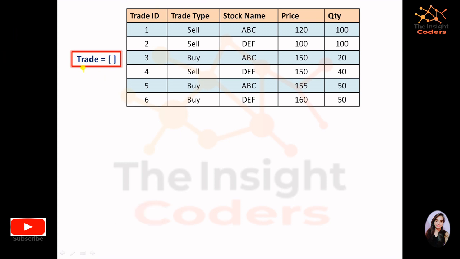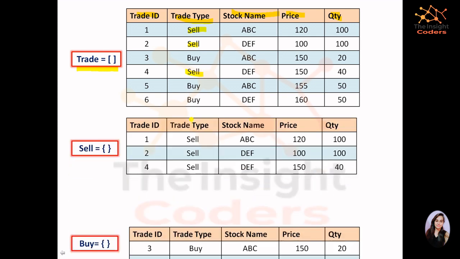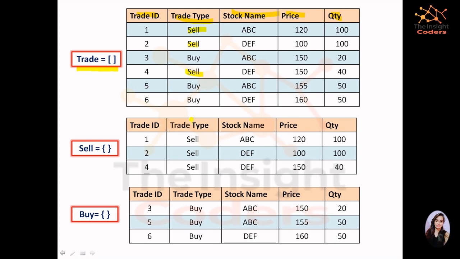It has a trade, and basically this is a table in which I have the trade ID, the type, the stock name, the price, and finally the quantity. What I need to see, you can see here it is sell, sell, sell, and the other ones are buy. So I'm just dividing it into two tables for now, just for the explanation. This table contains all the values of sell, while this table contains all the values of buy, right?